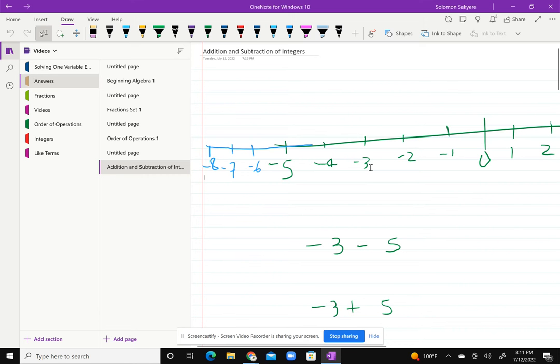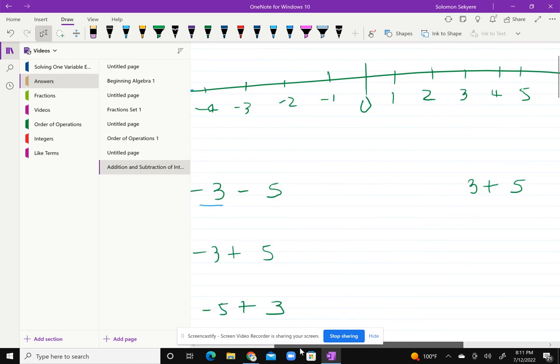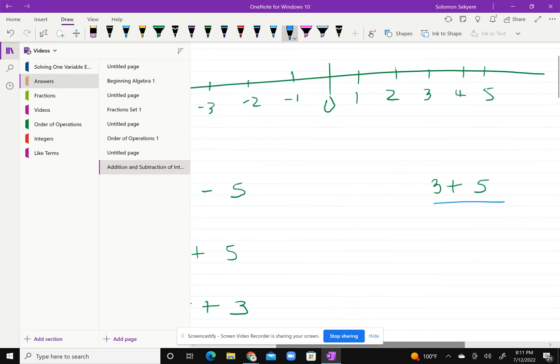Okay, this video is supposed to help you with your next exercise, which is order of operations, and is also very important in introduction to algebra. Anyway, we want to add and subtract integers. If you have 3 plus 5, when you're adding, you count to the right. So that's easy.